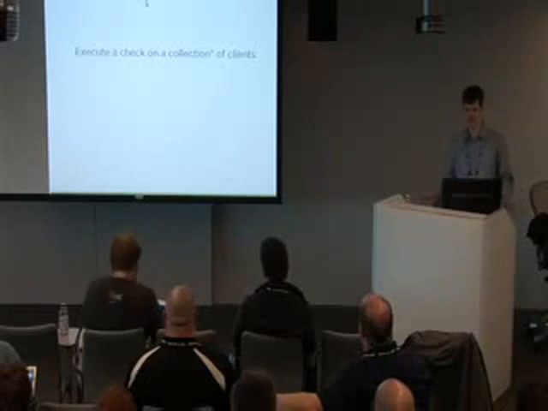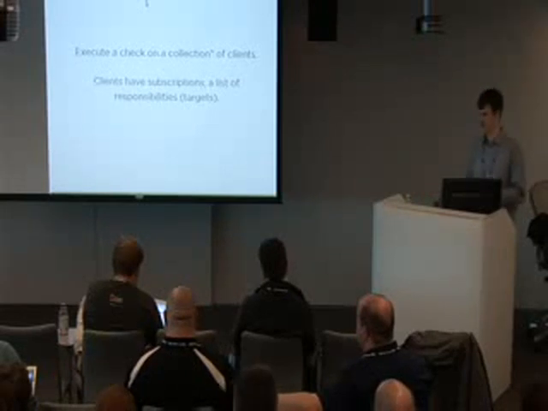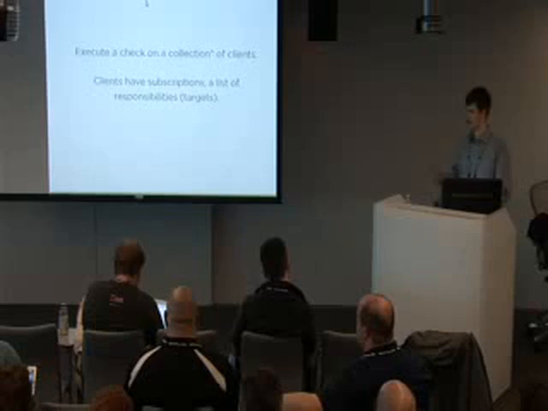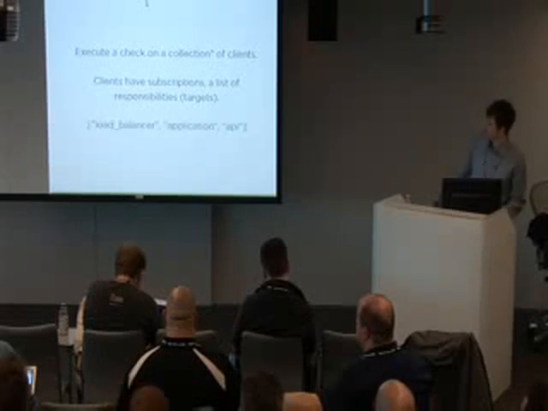The main concept behind Sensu is that you want to execute a check on a collection of clients. The clients have an agent running on them that has a defined set of subscriptions. This just details the responsibility of the box. So a load balancer might have load balancer, HAProxy, various services running on it. A web server box might have Apache, that sort of thing. So these are targets that the collection includes. They'll look like this. So a check will target the load balancer, the application, and the API.